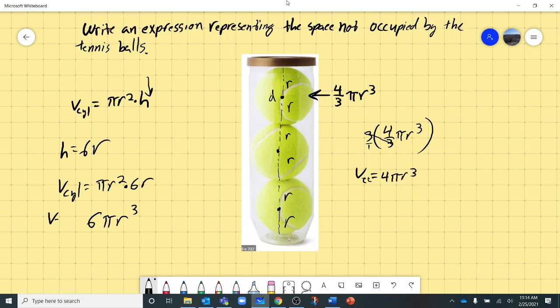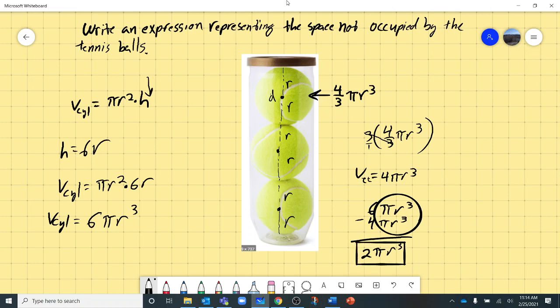And the volume of our cylinder is 6 pi r cubed. Nicely enough, we have the same units for both. We have 6 pi r cubed and 4 pi r cubed, so we can just subtract straight across. So 6 pi r cubed minus 4 pi r cubed. Pi r cubed is just the same number, whatever it is. And so it's just like if we were to have x. We could say this is 6x minus 4x. And so the answer is going to be 2 pi r cubed.